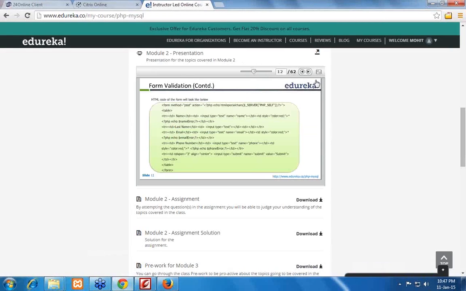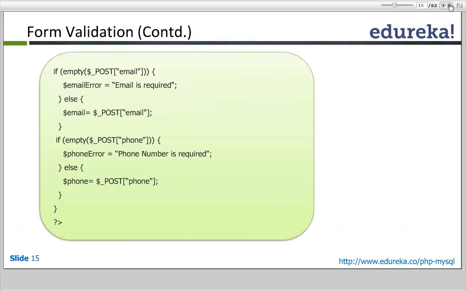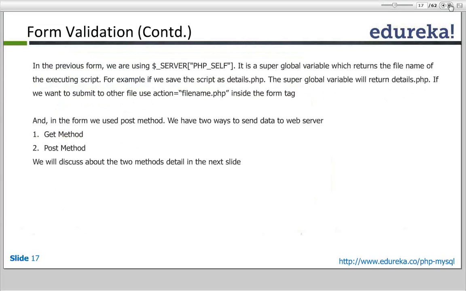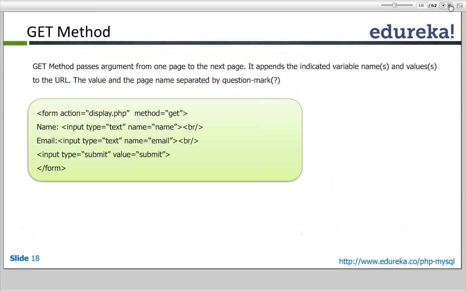Here it is checking if method is post. If empty post name, then name is required, otherwise print the name. So the same thing I have done. This is just the same kind of example for phone and email. So this is the basic validation that we can apply.